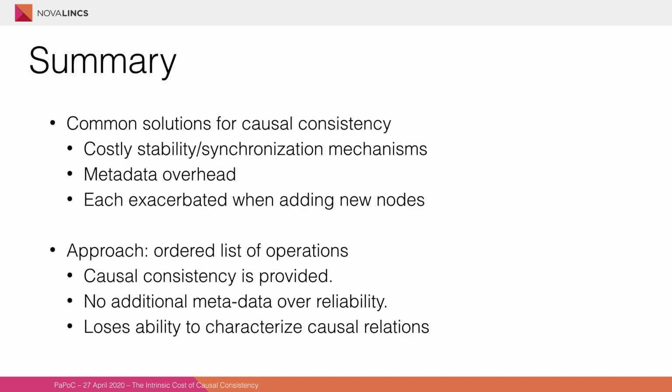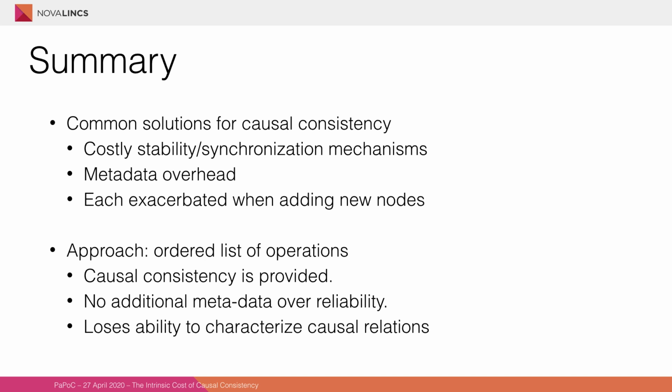So I went over common solutions for implementing causal consistency, and we went over the costly stability and synchronization mechanisms these typically have, and discussed metadata overheads. These aspects are each made worse when we dynamically add or try to remove nodes from the system itself. We showed an approach where, using simple ordering techniques, we can implement causal consistency without any metadata costs additional to already trying to provide reliability.